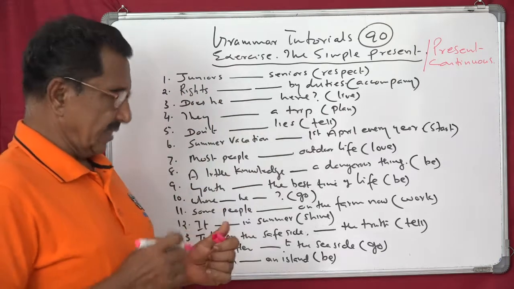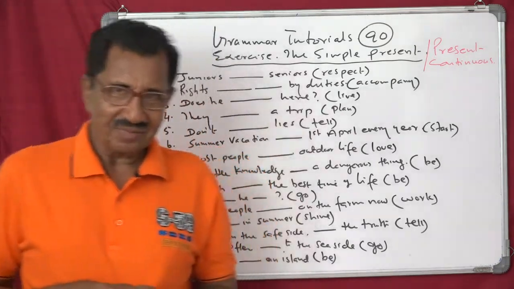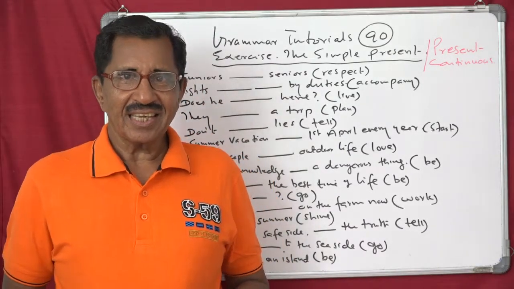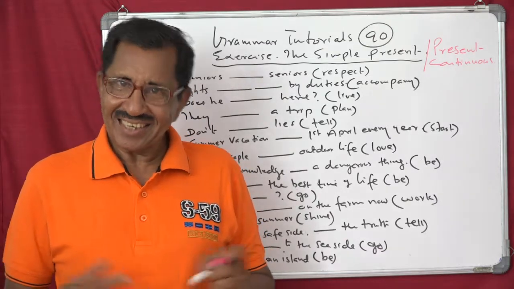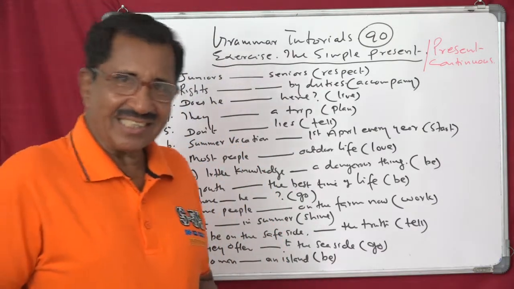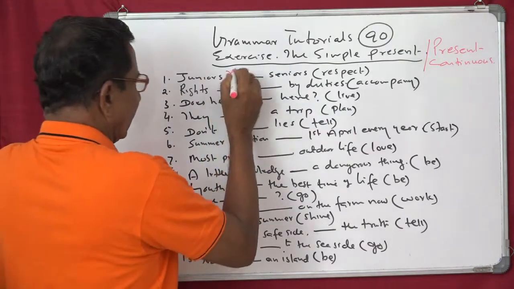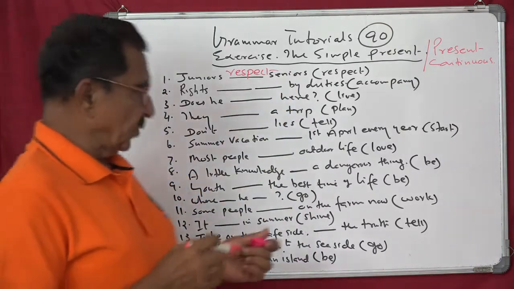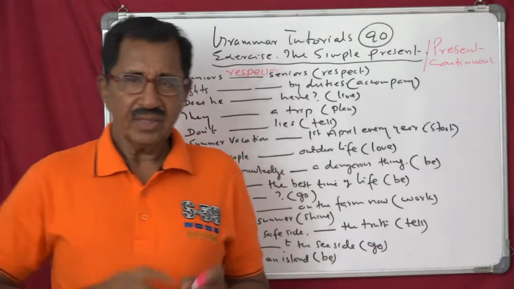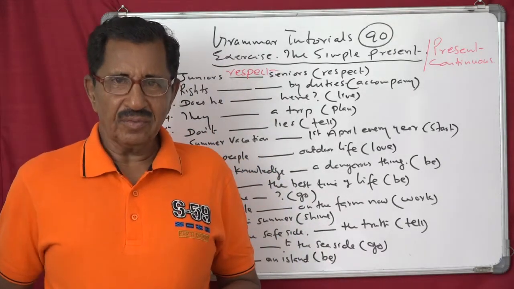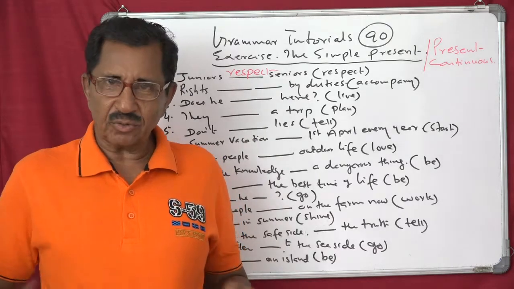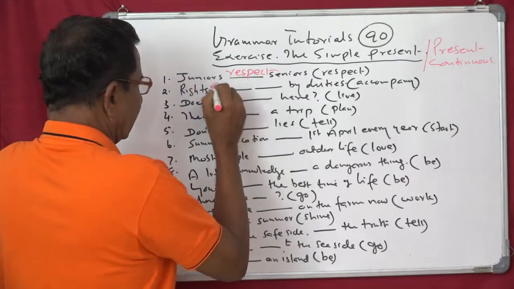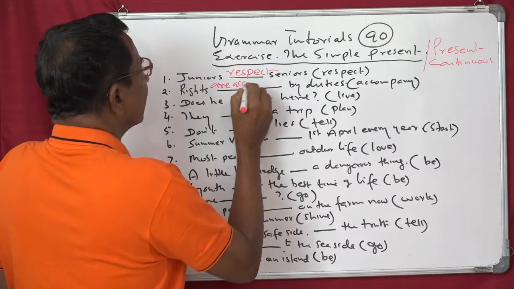Juniors respect seniors. So this is a general truth, isn't it? It's a fact, things in general we say. So we will say respect. Then rights, by duties, accompany. So you need a passive form, and you can see that is a general truth. Rights are accompanied by duties. It's a general truth. Are accompanied.